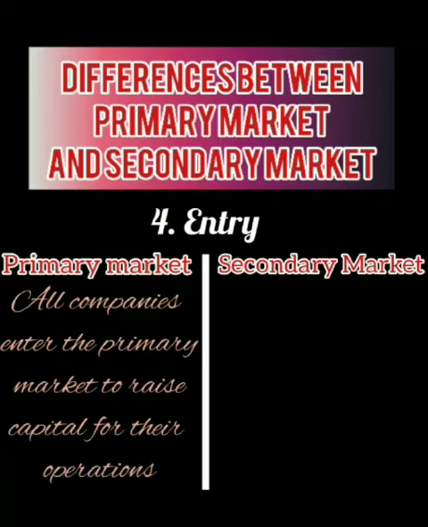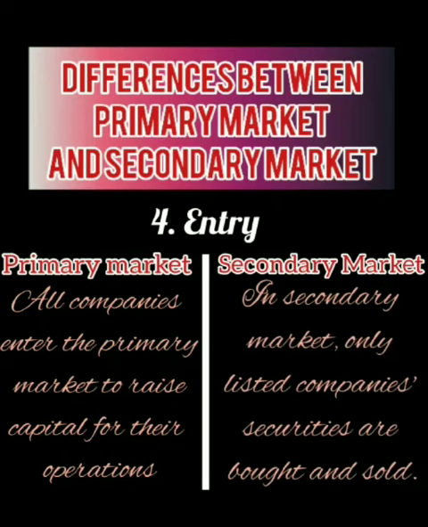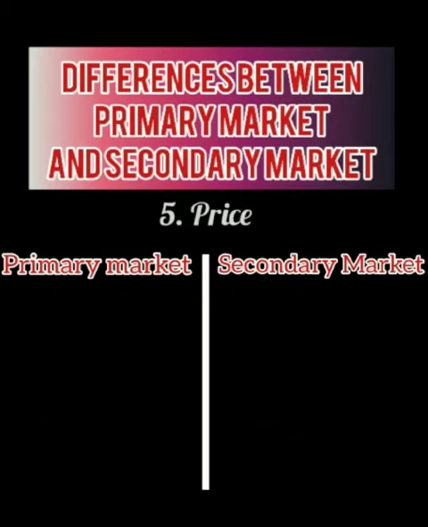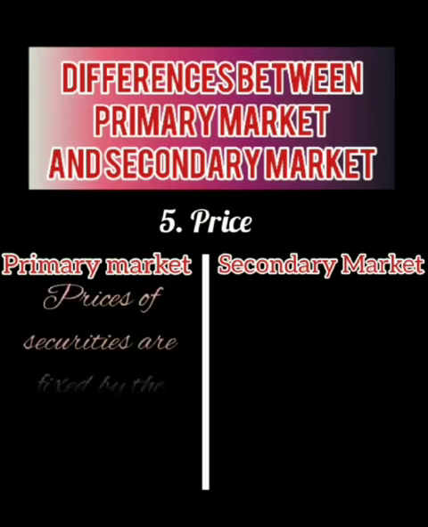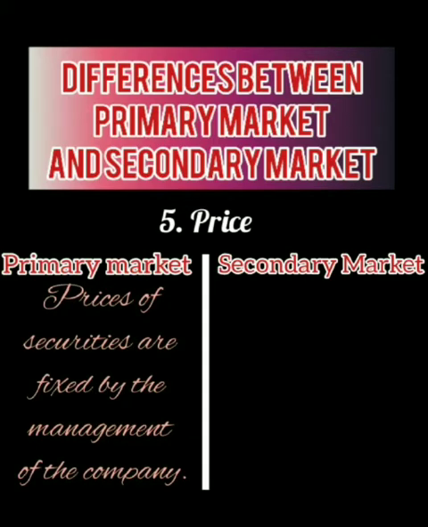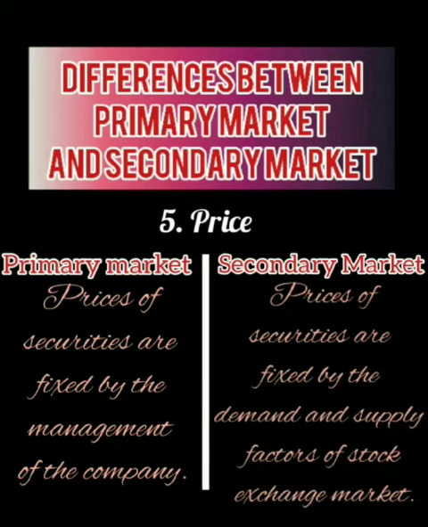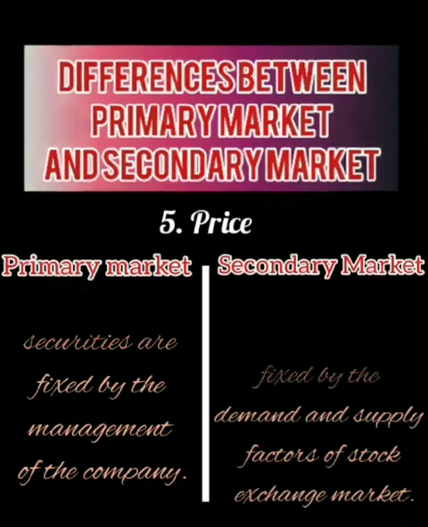Next is entry. All companies enter the primary market to raise capital for their operations. But in secondary market, only listed companies' securities are bought and sold. And the last one is on the basis of price. Prices of securities in the primary markets are fixed by the management of the company. But prices of securities in the secondary markets are fixed by the demand and supply factors of stock exchange market.